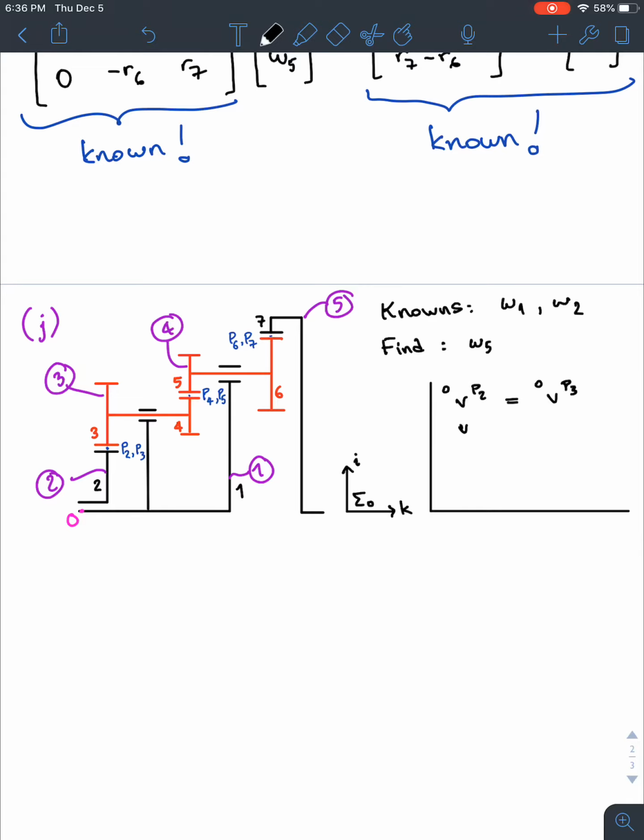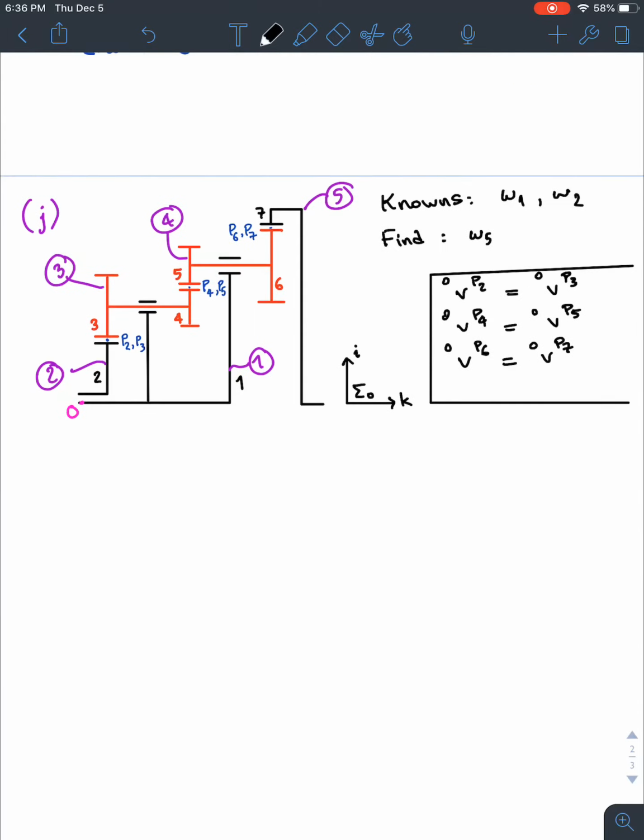Similarly, the velocity of point P4 must be equal to the velocity of point P5 in 0, right? P4 and P5 are the pitch points on gear 4 and 5 respectively. And the velocity of P6 must be equal to the velocity of P7. So let's compute the velocity of P2 in 0. For that, I take the position vector that goes from O to P2 and take its derivative. Simple stuff.